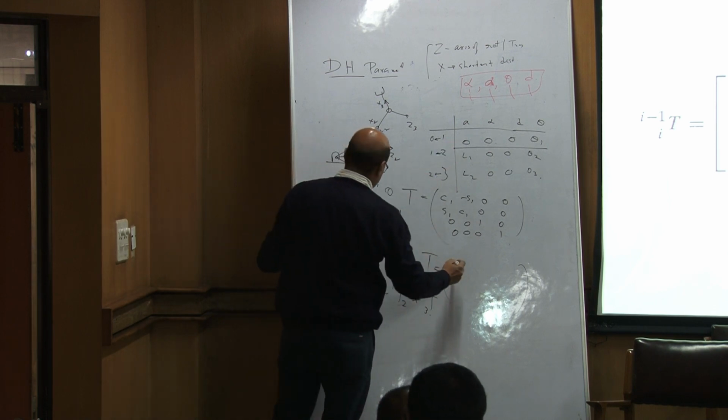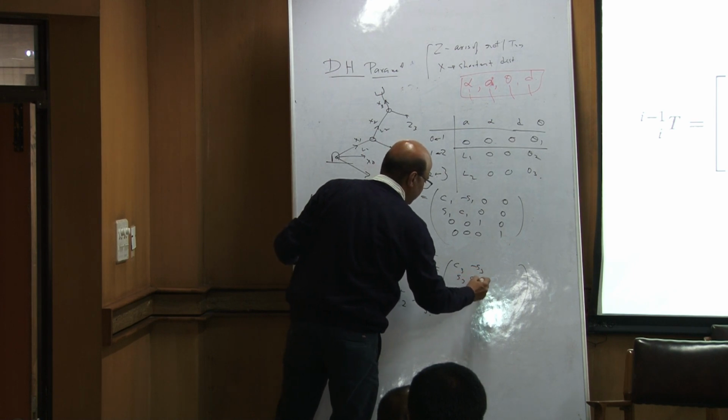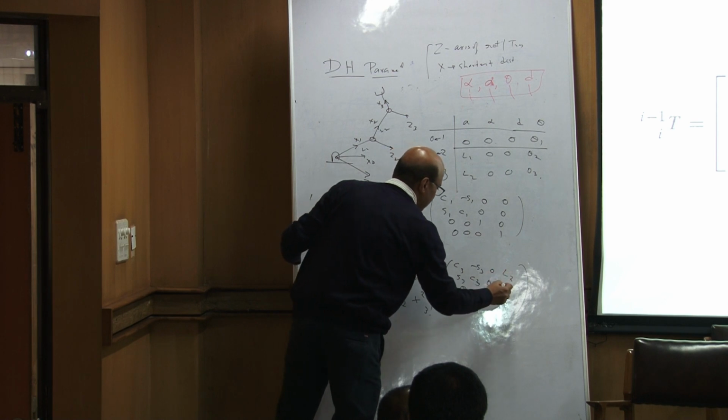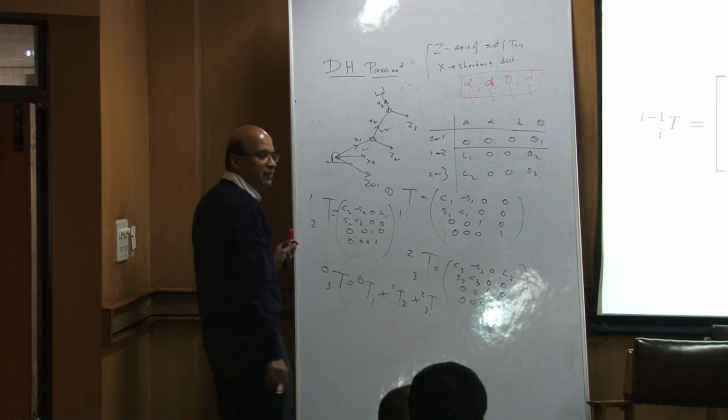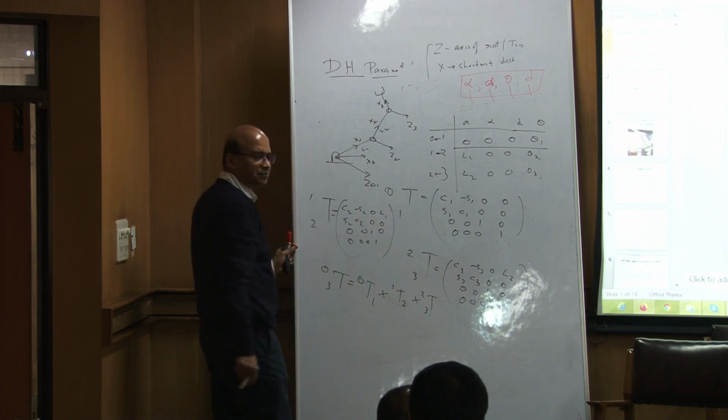Similarly, this fellow is going to become cos θ3, minus sin θ3, sin θ3, cos θ3, 0, 0, 1, 0, 0. This is L2, 0, 0, 1. Right? Now, if I multiply all of them, I'll get 0 to 3.